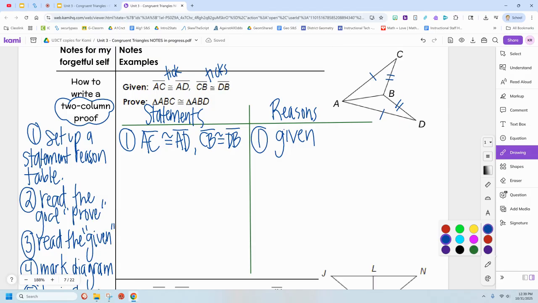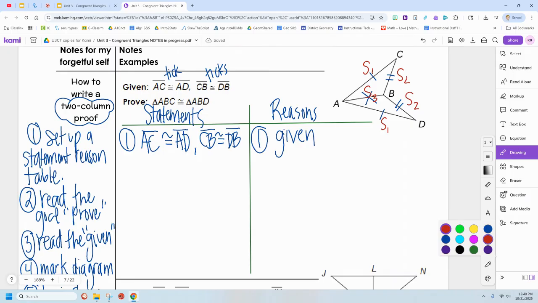Now, I can mark some more stuff on my picture if I want to. In fact, I'm going to do this. I have my first set of sides. I have my second set of sides. So since I'm talking about the reflexive property, what might I want to do on my picture? Mark the reflexive side. So do I now have my third set of sides? Yes, for the third pair of sides.